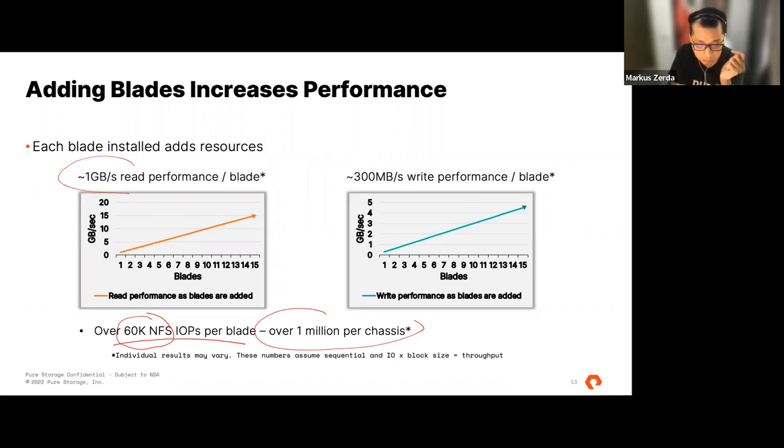So each blade, 1 gigabyte per second read. Writes are much slower because of the erasure coding that we still need to do. Sorry, something fell over. The erasure coding that we need to do, so that's why it's much slower, right?